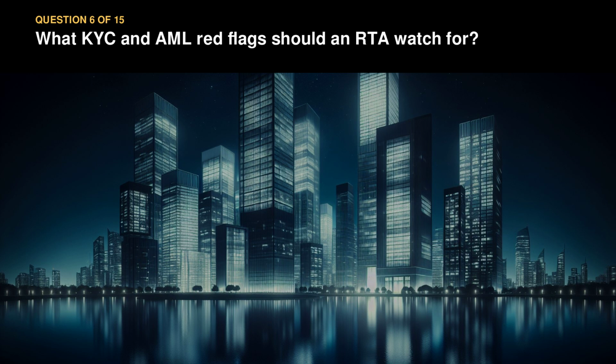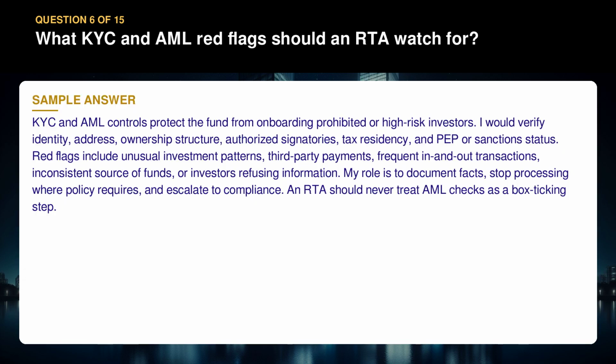Question 6. What KYC and AML red flags should an RTA watch for? KYC and AML controls protect the fund from onboarding prohibited or high-risk investors. I would verify identity, address, ownership structure, authorized signatories, tax residency, and PEP or sanction status. Red flags include unusual investment patterns, third-party payments, frequent in and out transactions, inconsistent source of funds, or investors refusing information. My role is to document facts, stop processing where policy requires, and escalate to compliance.